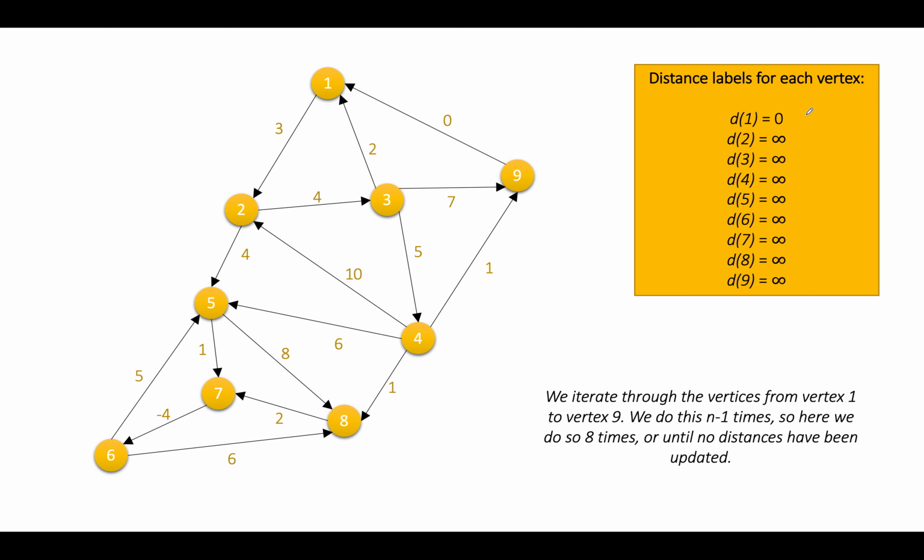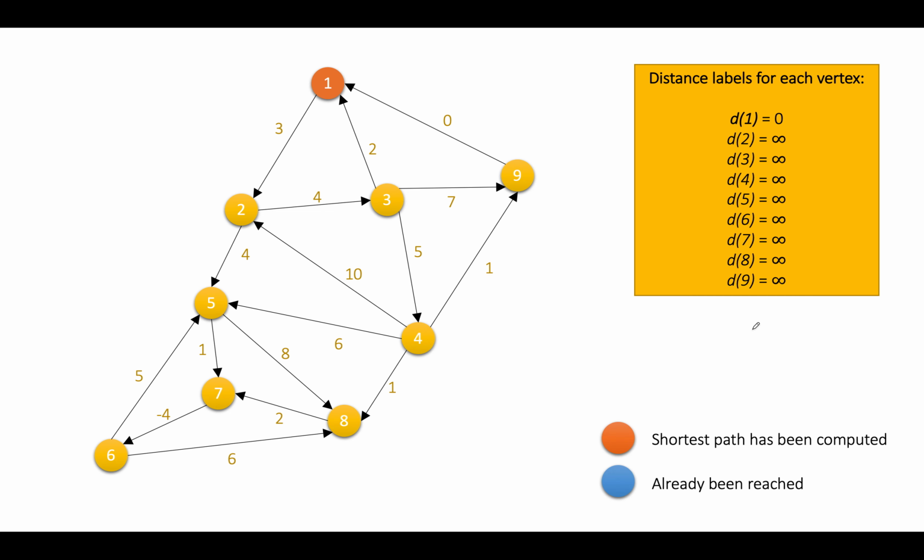And again, as per the algorithm, the distance is set to 0 for the first vertex or node, and the rest is set to infinity. So we start with node 1, and then we check its outgoing nodes, and we add those to the list. And then we go to node 2, check its outgoing nodes, update those. And we go to node 3, check its outgoing edges.